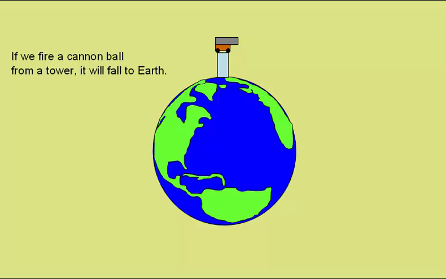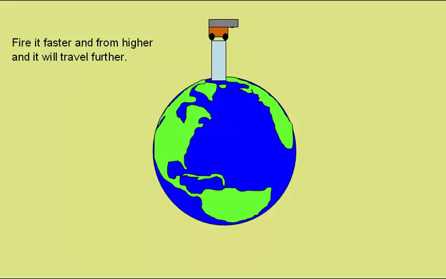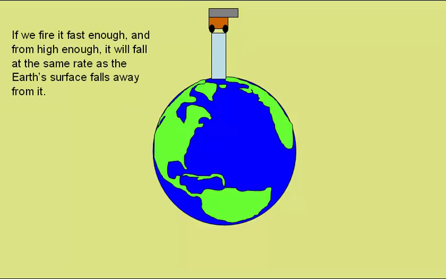If we fire a cannonball from a tower, it will fall to Earth, like this. Fire it faster and from higher, and it will travel further. The Earth's surface is falling away as the ball falls. If we fire it fast enough and from high enough, the ball will fall at the same rate as the Earth's surface falls away from it. The ball is in orbit, just like the moon.